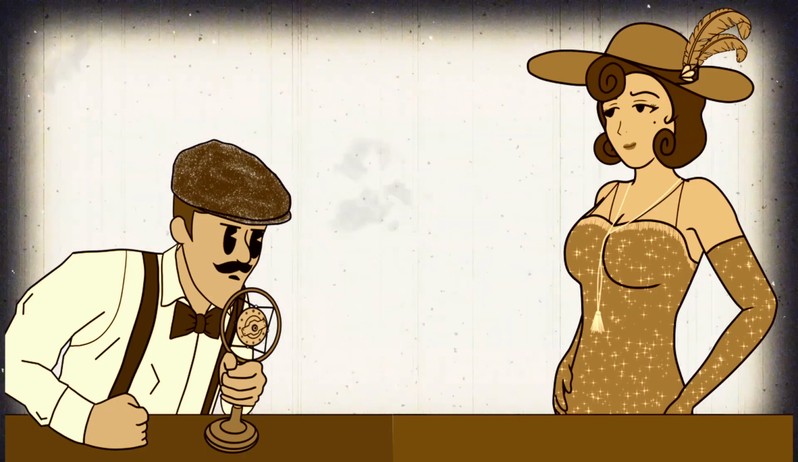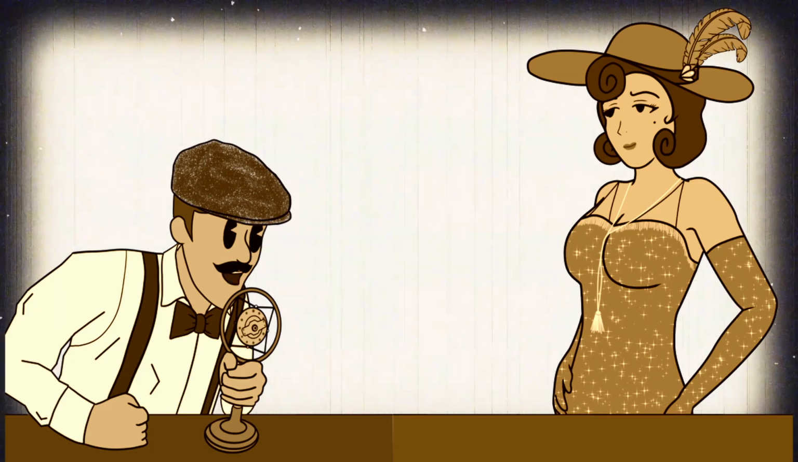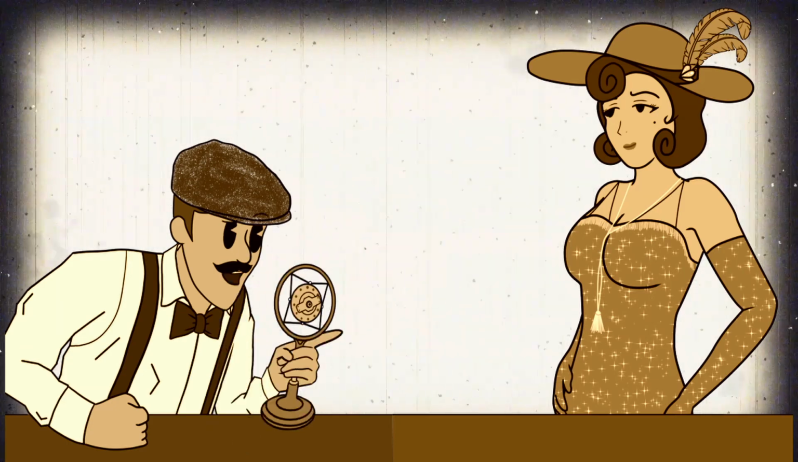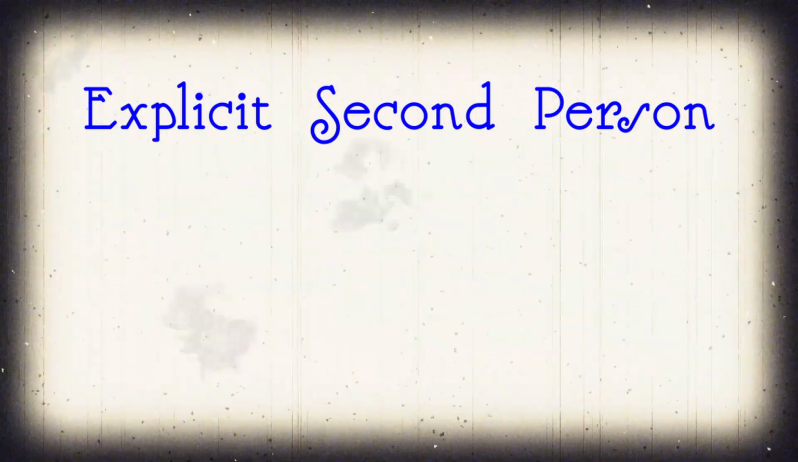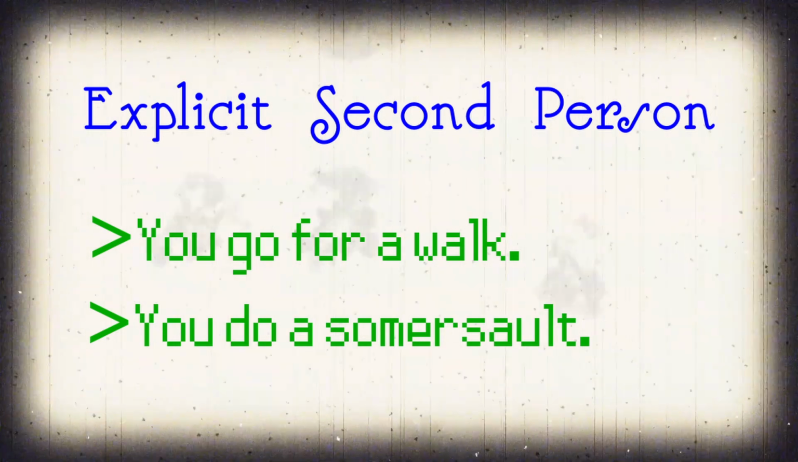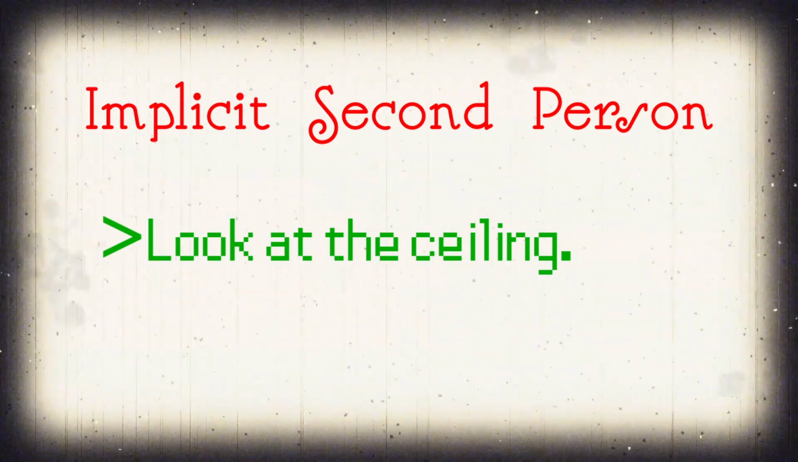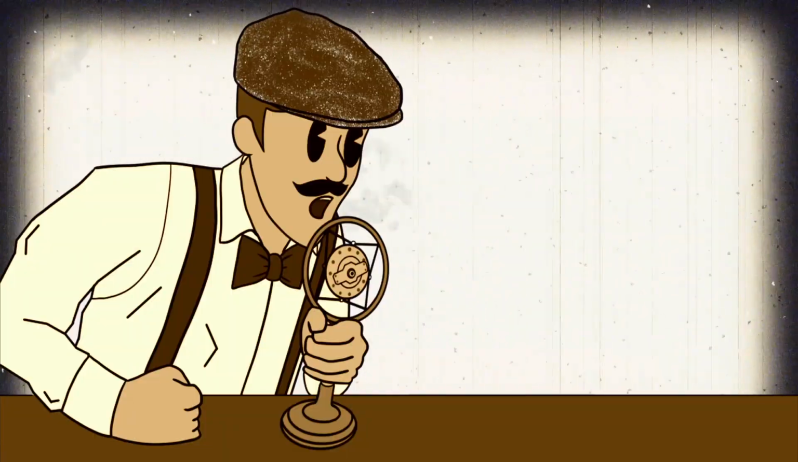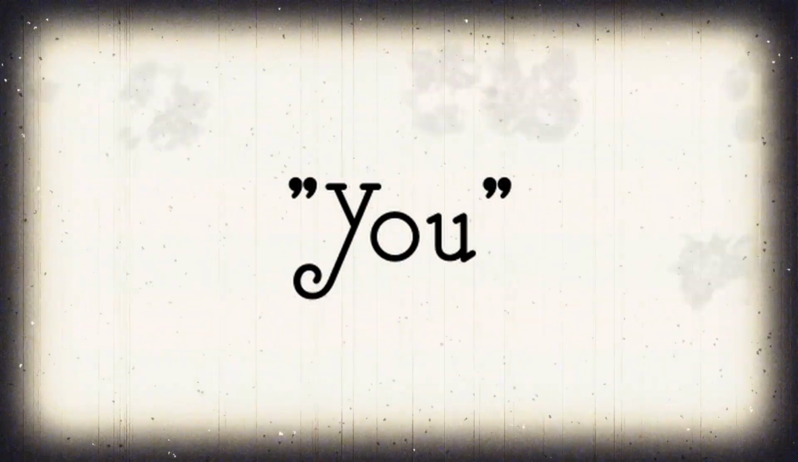Second person is definitely the rarest POV when compared to writing first person perspective or writing third person perspective, but that doesn't mean you should ignore it. I mean, even this script is written in second person so I can talk to you. And we haven't even talked about the two kinds of second person perspective writing, implicit and explicit. Explicit second person perspective is just what you expect. They're sentences that contain second person pronouns like you go for a walk or you do a somersault. Implicit second person perspective comes in the form of more demanding phrases. Look at the ceiling, move to the left. Sentences like these don't contain the you pronoun, but we understand that it is implicitly directed towards you.